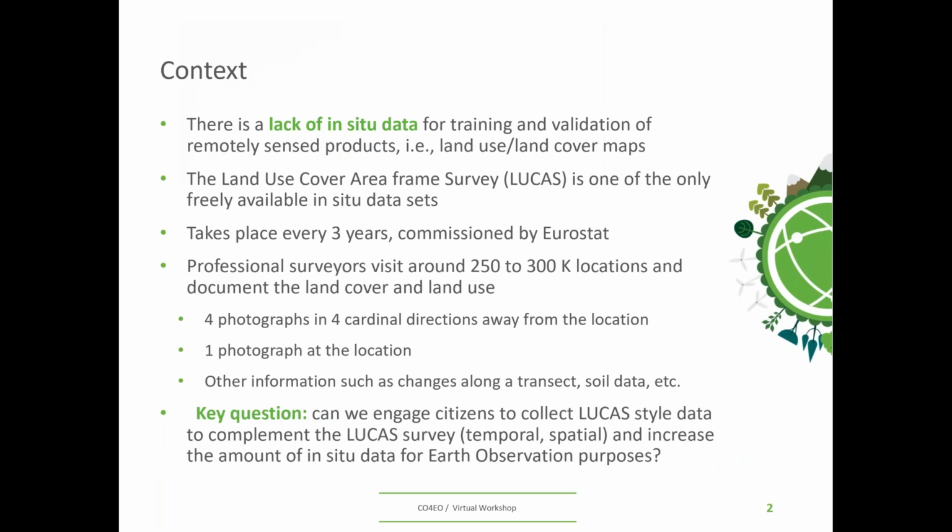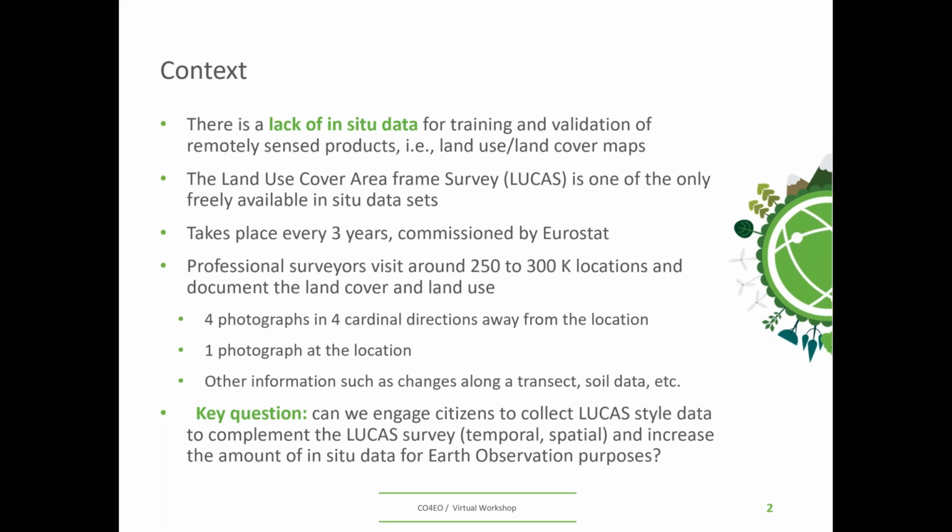Okay, so to give you a bit of background, we know that there is a lack of in situ data needed for training and validation of land use land cover maps and other remotely sensed products. In fact, one of the only freely available in situ data sets is from LUCAS, the Land Use Cover Area Frame Survey, which has been commissioned by Eurostat, and it takes place in the EU every 3 years. Professional surveyors visit around 250,000 to 300,000 locations, which differs from survey to survey, and they document the land cover and the land use using a protocol.